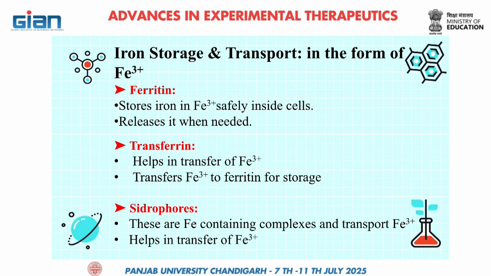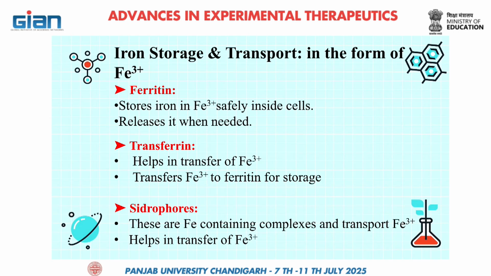Now, okay, iron is present in hemoglobin and all. How is iron stored in our body? Who will transport the iron in our body? There are three main ones: ferritin, transferrin, and siderophores. Ferritin basically stores iron in ferric form safely inside the cells and releases it when needed.